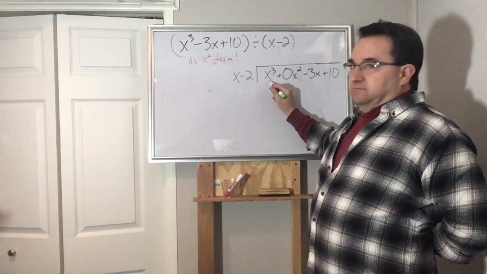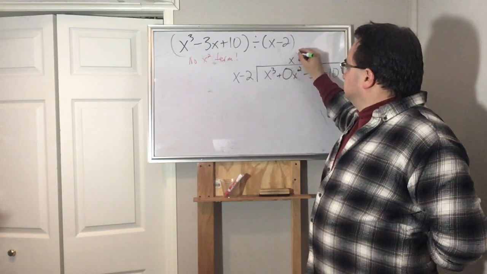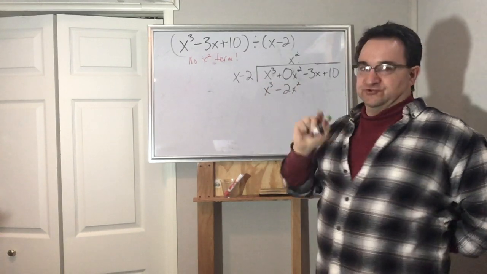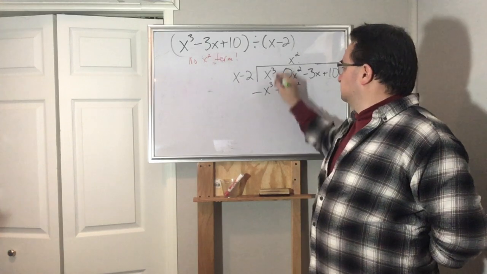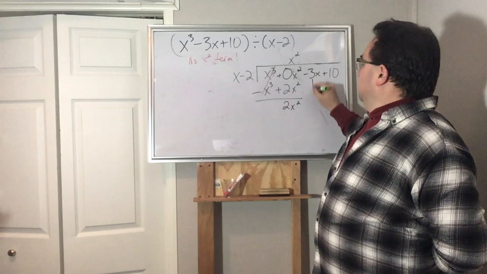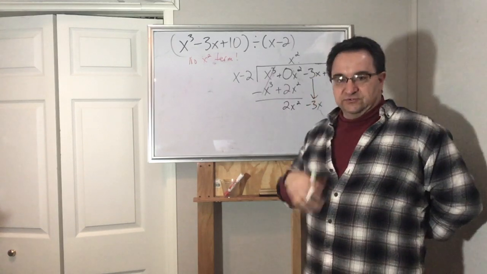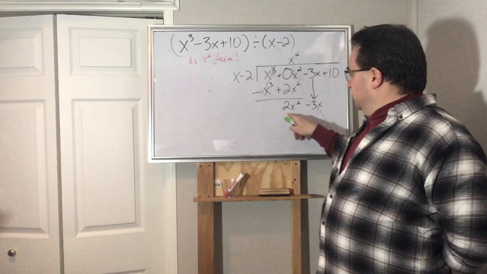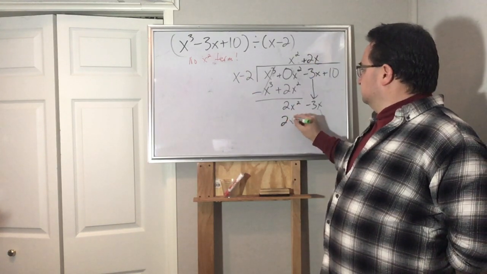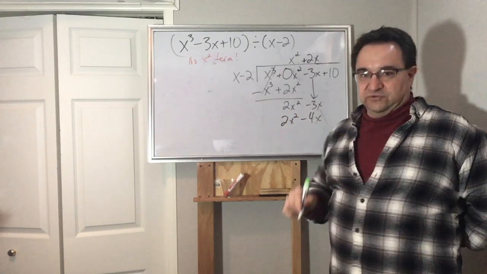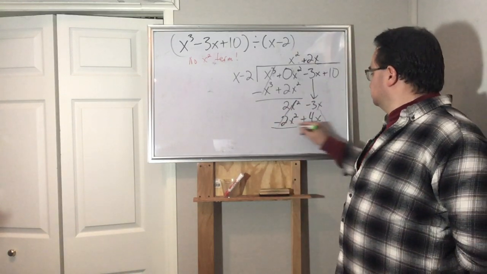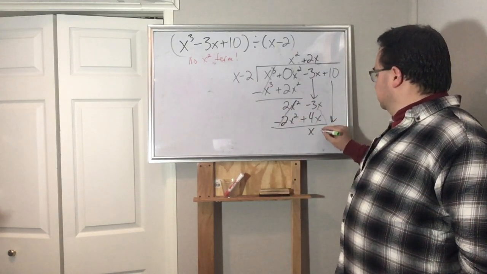X times what is x cubed? Answer, x squared. Multiply. Switch the signs. This term should always drop out. That gives me 2x squared. Pull down the next term. Start all over. X times what is 2x squared? Multiply. Switch the signs. The first term should always drop out. Pull down the last term.